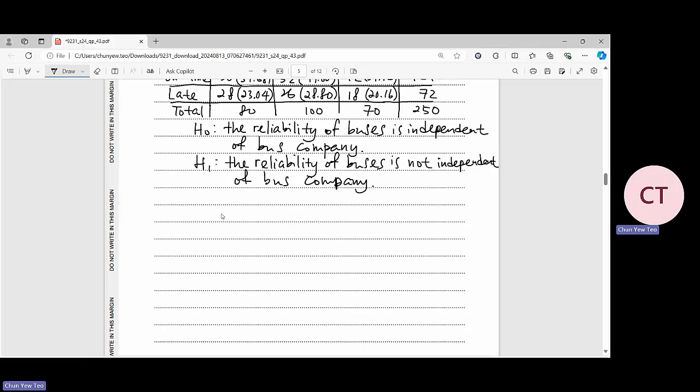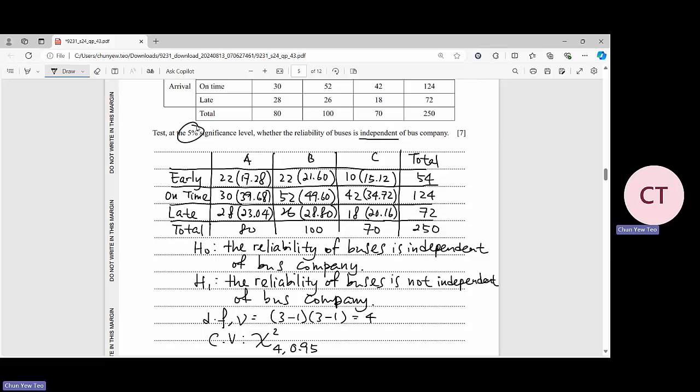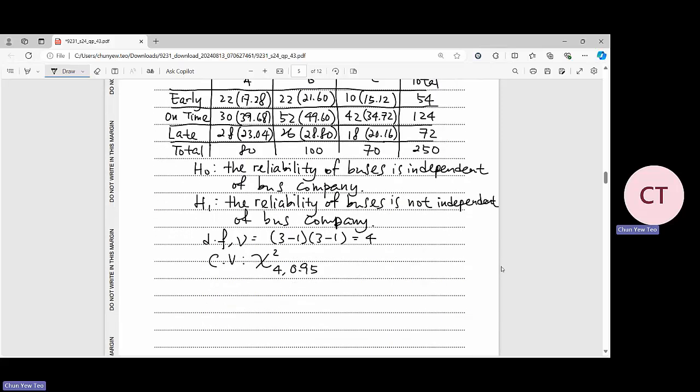Now we can find the critical value. The degree of freedom is three rows minus one multiplied by three columns minus one, so you get four. Your critical value is the chi-square with degree of freedom four and significance level 5%, which means the confidence level is 95%. I check from the formula table, and you get 9.488.